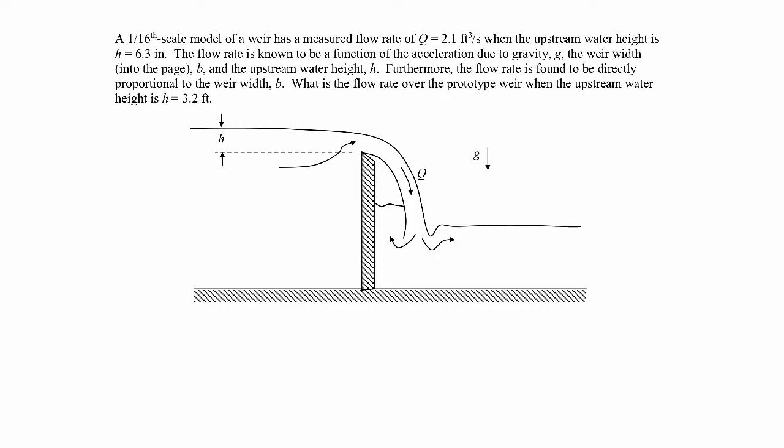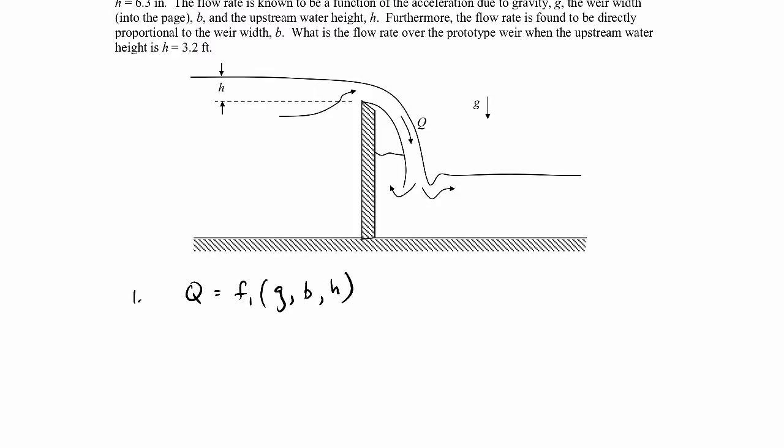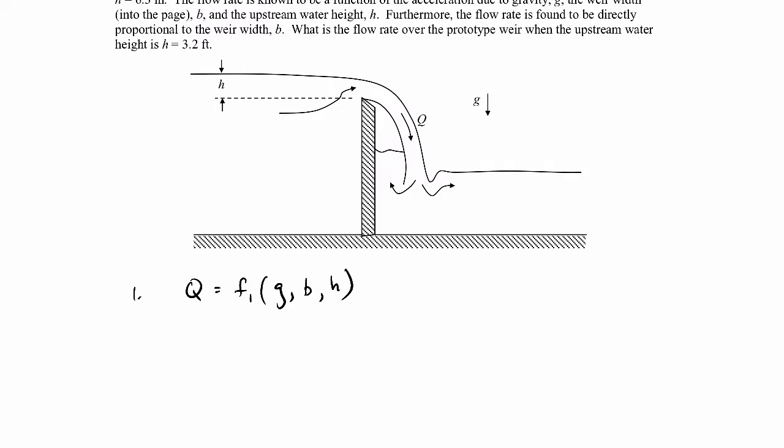So when we look at this, we'll realize this is a scaling problem, right? We have some model, and then we have a prototype with different dimensions. We want to see how the scale works, so this will be a dimensional analysis kind of problem. The first thing we'll do is write down how the flow rate depends on the other variables. We're told that the flow rate is a function of the acceleration due to gravity, G, the weir width into the page, B, and the upstream water height, H. Okay, so we're given that, and then we'll do our standard dimensional analysis approach.